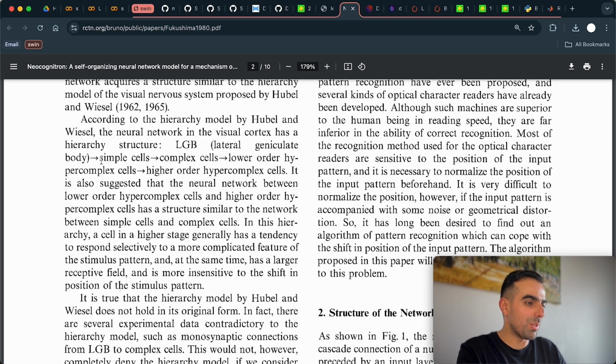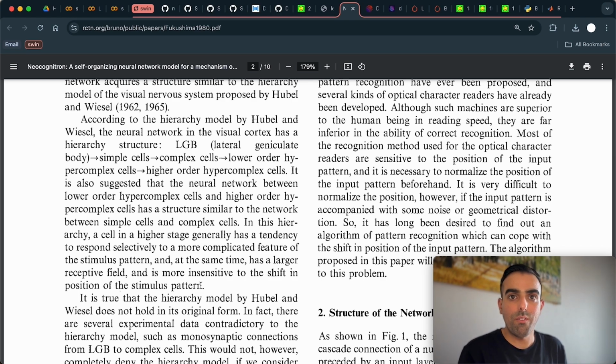I'm not familiar with these terms. So simple cells, complex cells, lower order hypercomplex cells, higher order hypercomplex cells. It's also suggested that the neural network between lower order hypercomplex cells and higher order hypercomplex cells has a structure similar to the network between simple cells and complex cells. In this hierarchy, a cell in higher stage generally has a tendency to respond selectively to a more complicated feature of the stimulus pattern, and at the same time has a larger receptive field and is more insensitive to the shift in position of a stimulus pattern.